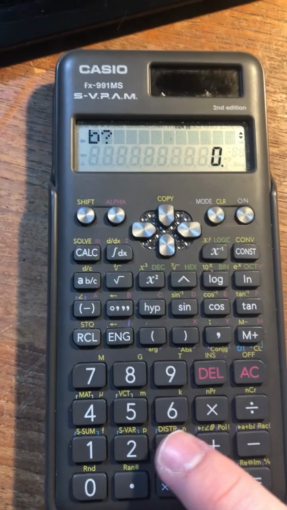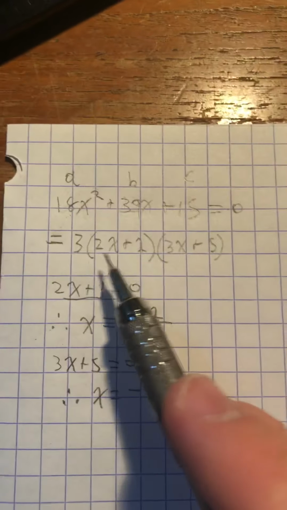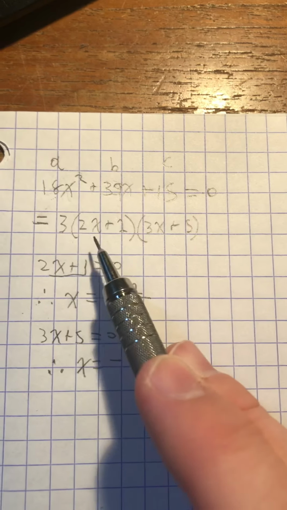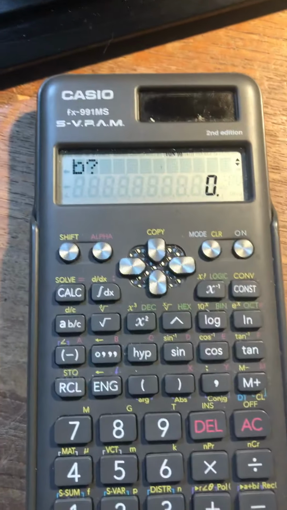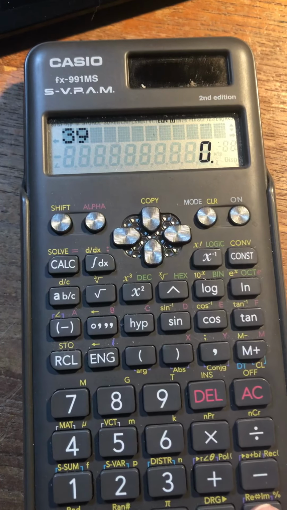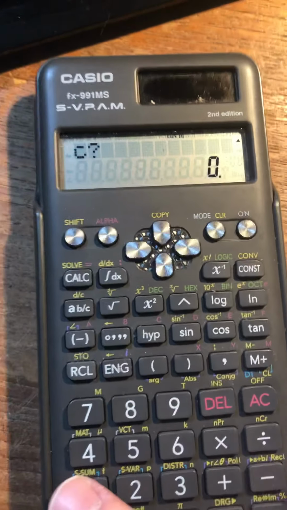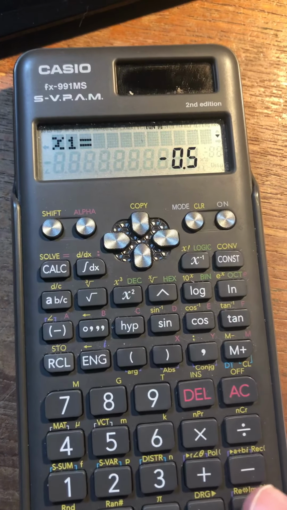You can't type it in factored form, for example, this is factored form. Now, a human can easily see this and know that it's a quadratic, but a calculator is just not set up to take that. So b is 39, and then we hit equals to enter that, and c is 15. And when I hit that, it calculates the roots.